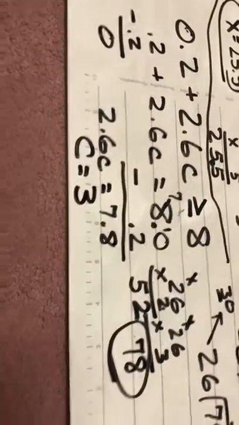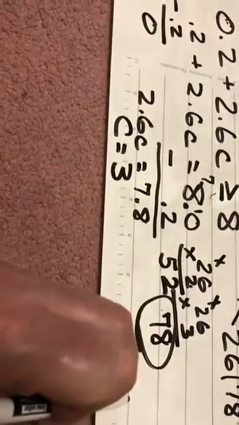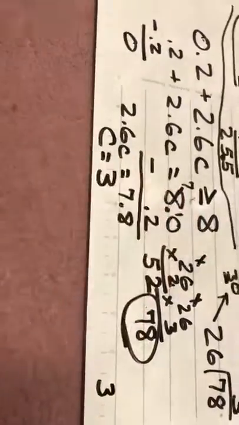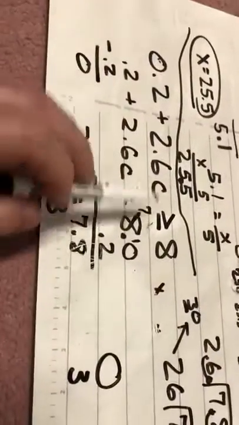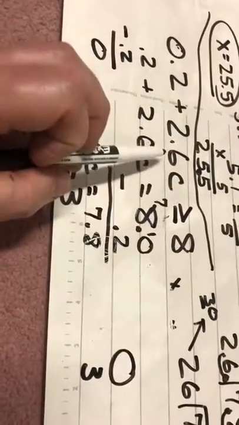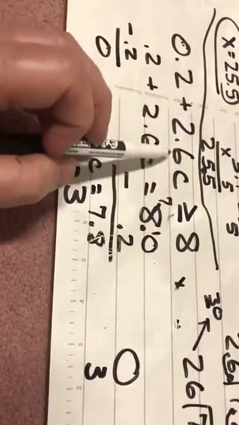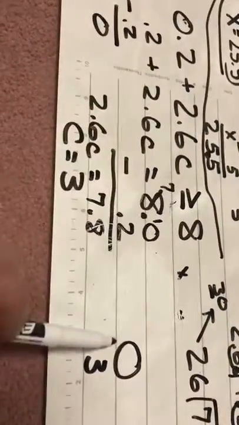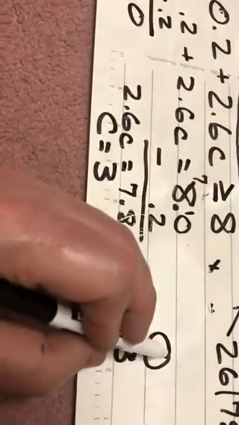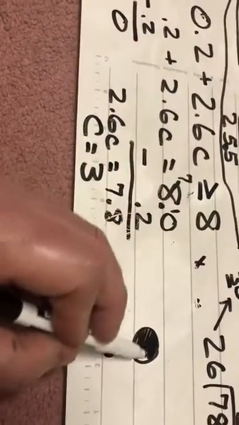Well, what does that mean for our graph? Well, it means we have a graph that starts at 3. And I'm going to kind of erase to make a little bit of room for our graph. We have a graph that starts at 3. All right? Question is, is it going to be shaded or unshaded? Well, the original inequality tells us that 0.2 plus 2.6c is greater than or equal to, meaning that c can equal 3, which means this needs to be shaded. All right, so we're okay with that.